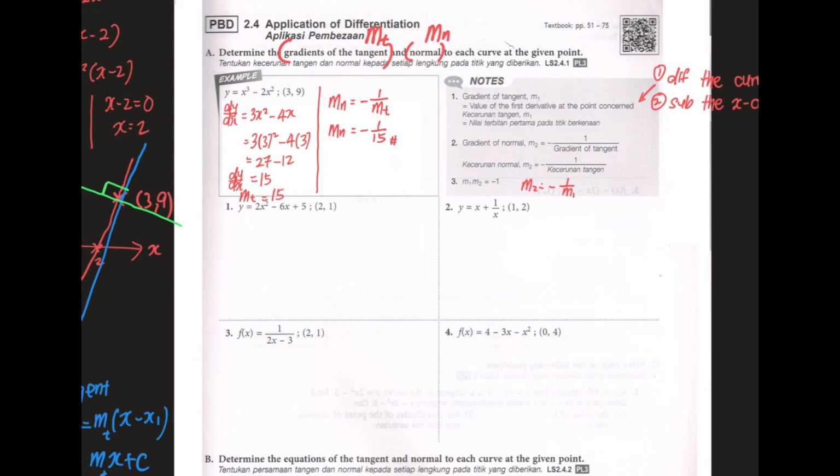Okay, so you can see in general there are 3 steps to do this. First, differentiate. Second, substitute the x coordinate, then you get the gradient of tangent. The third step is to use the perpendicular formula to find the gradient of normal. Okay, so these are the 3 steps. Okay, let's move on.